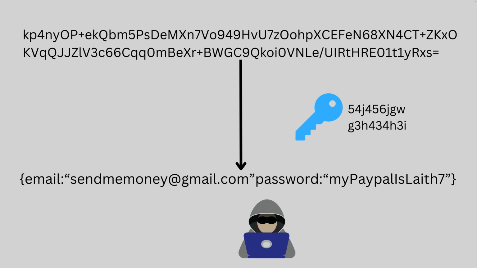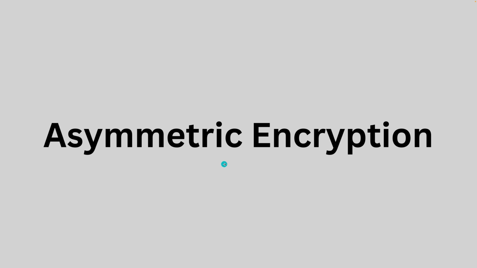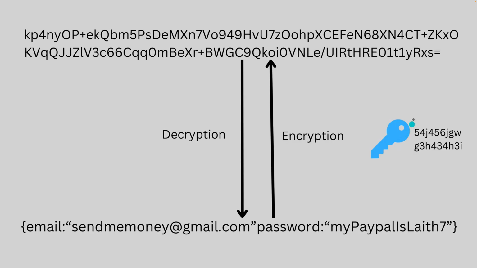So what is the solution? Well, the solution is going to be asymmetric encryption. So let's go ahead and go over this in quite a bit of detail. The encryption that I just described is known as symmetric encryption, not asymmetric encryption. Now, what is symmetric encryption? Well, symmetric encryption is when you can do both encryption as well as decryption with the exact same key.